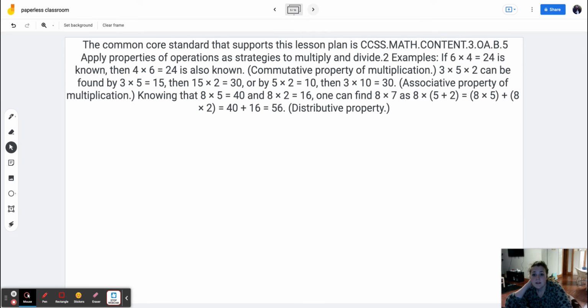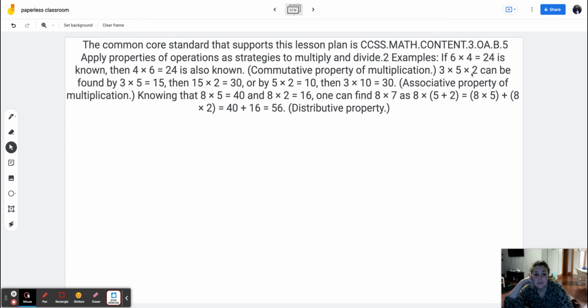The Common Core standard that supports this lesson plan is CCSS Math Content 3.OA.B.5. It states that we apply properties of operations as strategies to multiply and divide. An example would be if 6 times 4 equals 24 is known, then 4 times 6 equals 24. It's kind of fact families, but it's also the commutative property of multiplication. This is actually something Miss Nola is teaching right now, which is super cool.